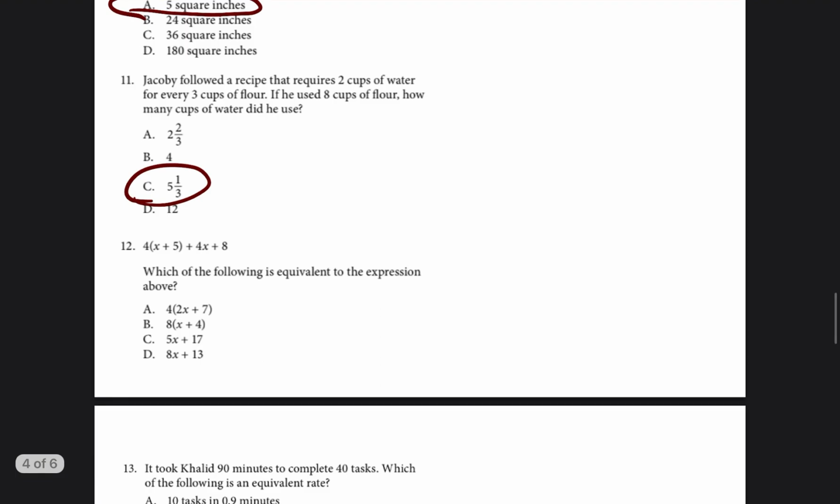All right, so now number 12. I'm going to breathe. I'm not going to get overwhelmed. The problems are getting a little bit more difficult, but I'll be okay.